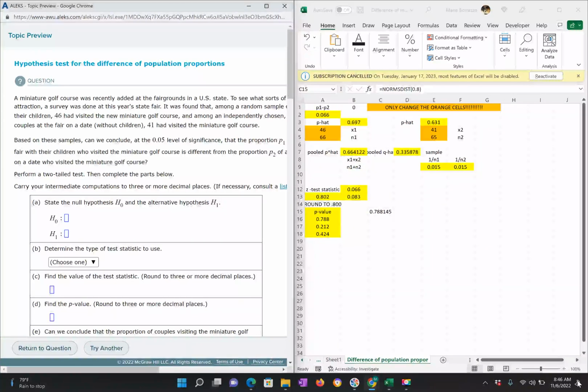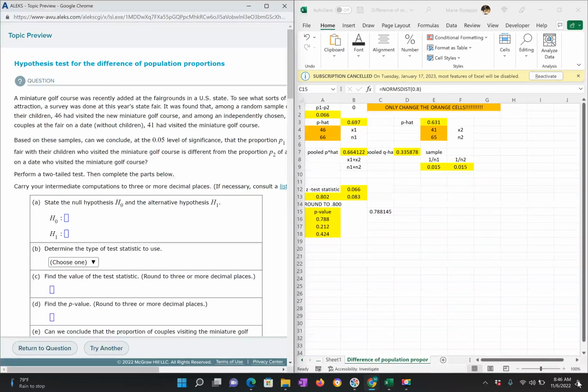All right, group. So this is the second video for last week. This is a hypothesis test for the difference of population proportions. When you look at this, I do have the Excel program for you, and I did call it difference of population proportions. It's the last tab in the bottom.